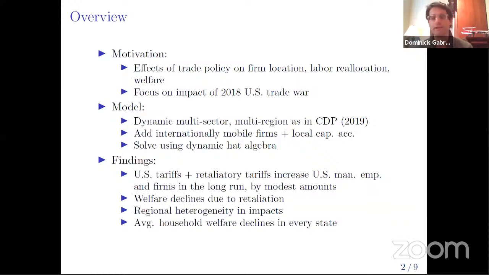So what are the findings? The combination of US tariffs and retaliatory tariffs results in an increase in US manufacturing employment in the long run, and in US manufacturing firms, but by relatively modest amounts. Welfare declines, again modestly, primarily due to retaliation. And as Fernando briefly mentioned, there is a lot of regional heterogeneity in the impacts. So that's the core findings.